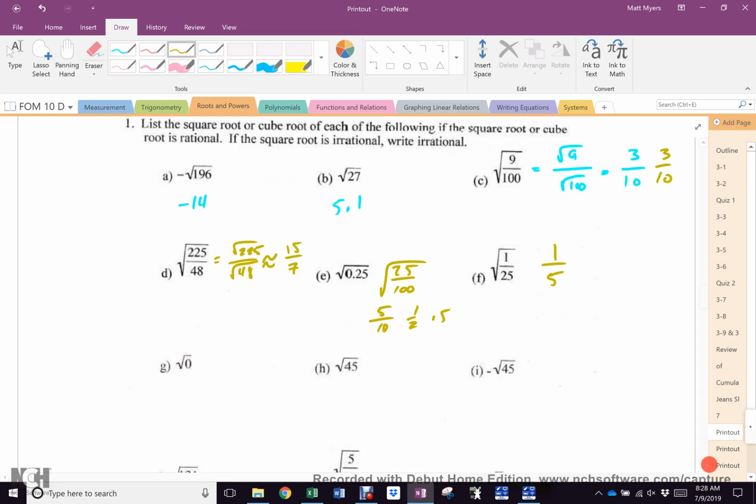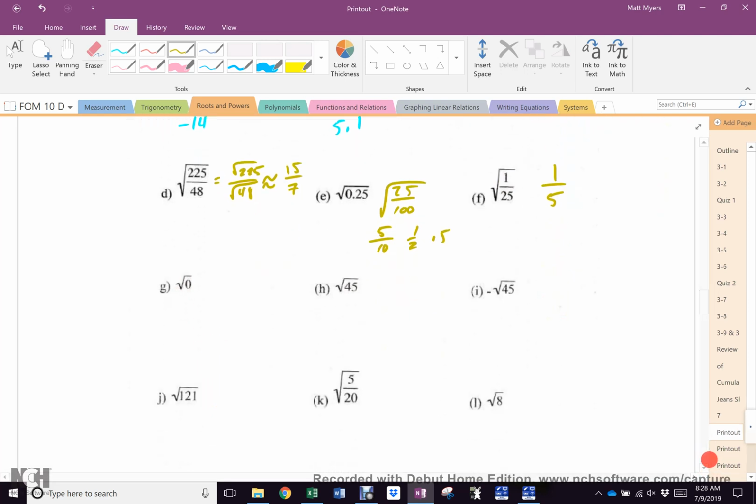45, does it have a square root? Yes or no? No. Is it close to something with a square root? What's it close to? 49. It's not 49, so it's got to be less than 7, right? What's your guess? 6.7? Better not have put that in your calculator. Don't need to. Approximately 6.7. What's this one? Negative 6.7, approximately. Not going to do 21. It's 11. You already know that one.